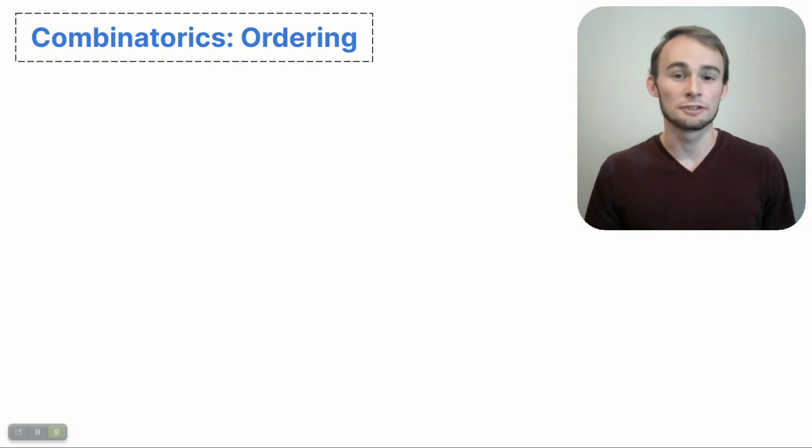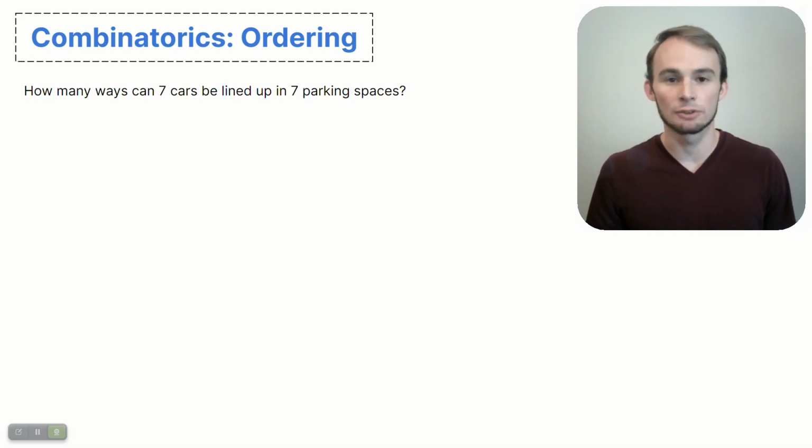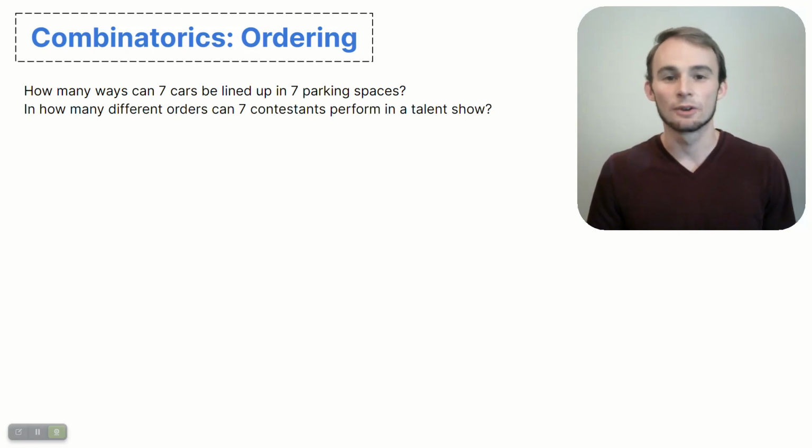This video will introduce you to the combinatorics task of ordering and provide a formulaic approach for solving any ordering question on GMAT Quant. So let's take a look at our example questions from the introductory video. We could be asked how to line up 7 cars in seven parking spaces, or how many different orders 7 contestants could compete in a talent show.